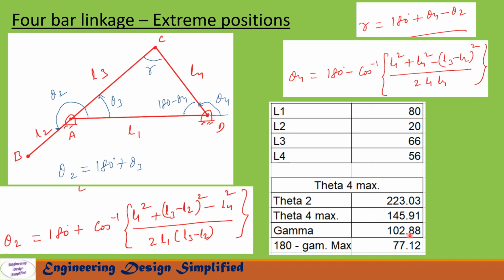Gamma is 102.88 degrees. Since it is greater than 90 degrees, gamma max, that is the maximum transmission angle at this position, can be written as 180 minus the gamma value. So 180 minus 102.88 equal to 77.12 degrees. This is the transmission angle.